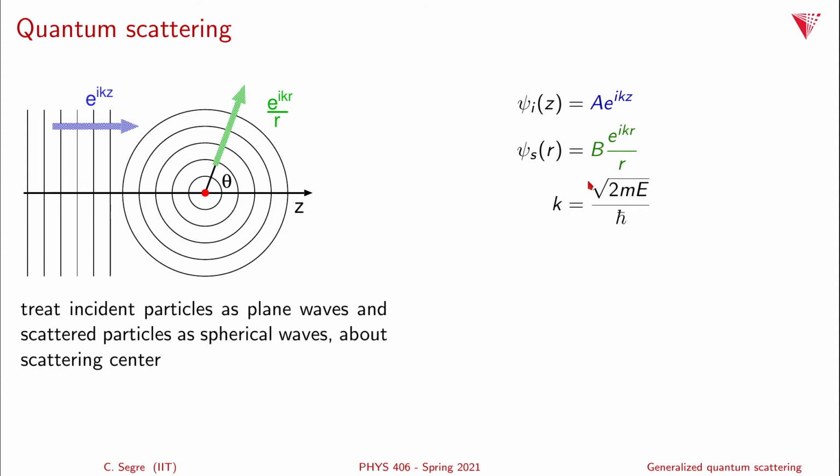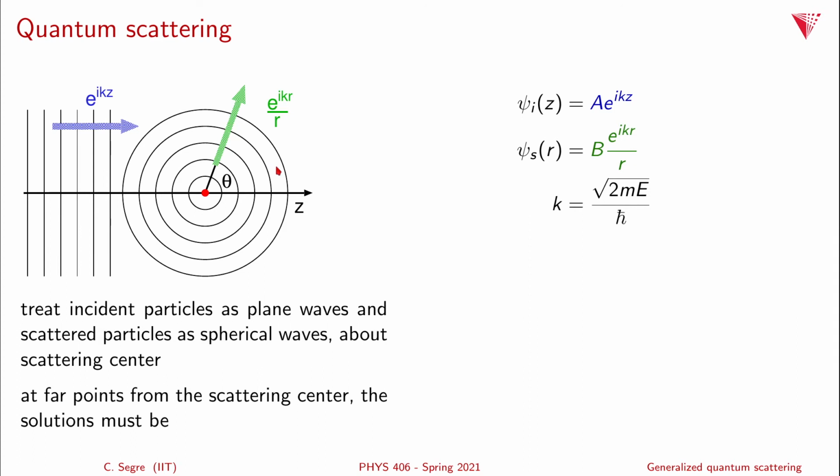This, of course, is a spherical wave, where k is equal to the square root of 2mE over h bar. And the k is the same because we're talking about elastic scattering. That is, the energy doesn't change, and so the wave vector doesn't change. It's just that it comes in as a plane wave and goes out as a spherical wave.